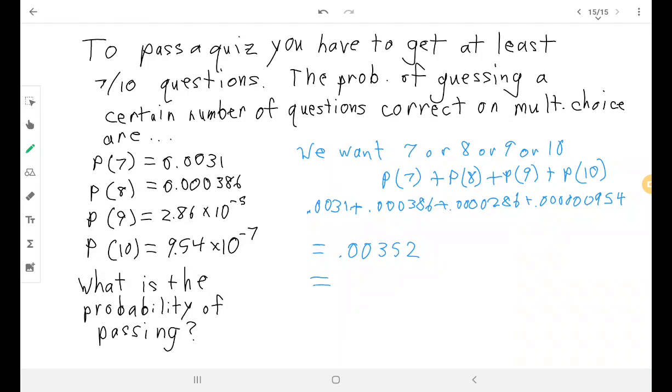Which I could also write as a percent would be 0.352%. So if I wanted to pass this quiz just by guessing, I only have a 0.35% chance of doing that. Not real good, right? As opposed to, like, if you study, give yourself a much better chance, right?